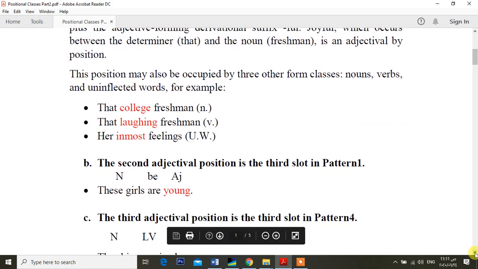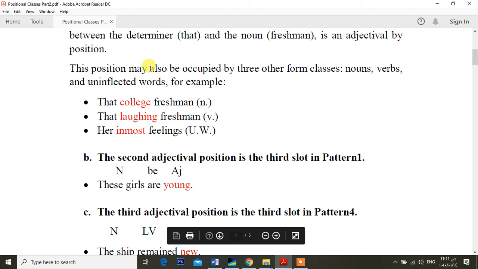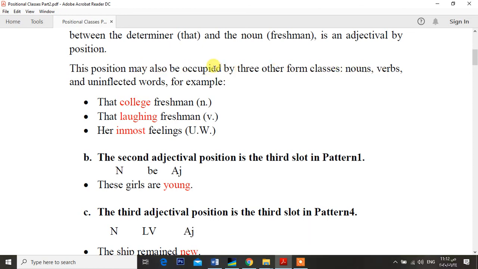This position may also be occupied by three other form classes: nouns, verbs, and inflected words. For example, that college freshman. Here, college is a noun by form, but it is an adjectival by position. And that laughing freshman. Laughing is a verb by form and adjectival by position. Her inmost feelings. Here inmost is an inflected word.